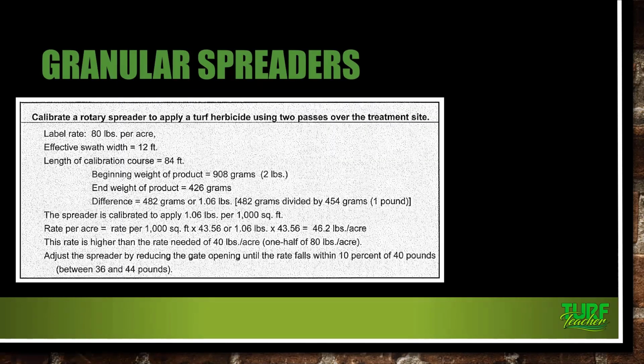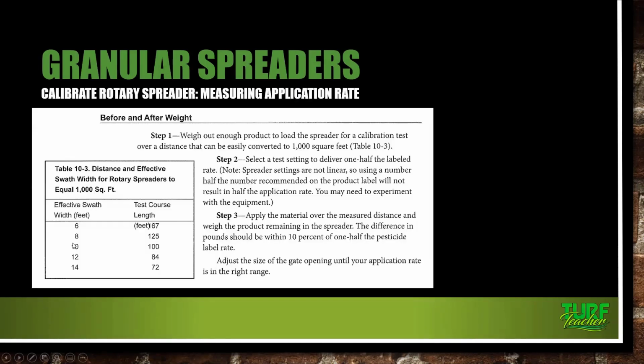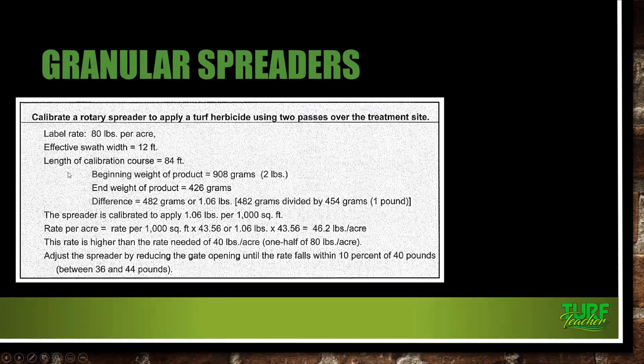So calibrate this rotary spreader to apply a turf herbicide using 2 passes over the treatment site. Our label rate is 80 pounds per acre, and our effective swath width is 12 feet. So the length of our calibration course needs to be 84 feet based on this chart. The beginning weight of the product is 908 grams or 2 pounds. The end weight of the product is 426 grams. The difference is 482 grams or 1.06 pounds.